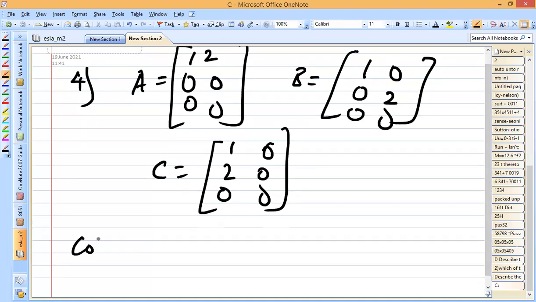What is the column space of A? Similar to the first problem. So here we have to write what? Three matrices are given. For each matrix, you have to describe the column space.